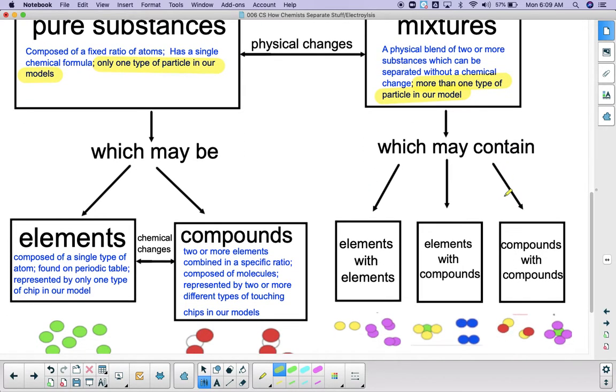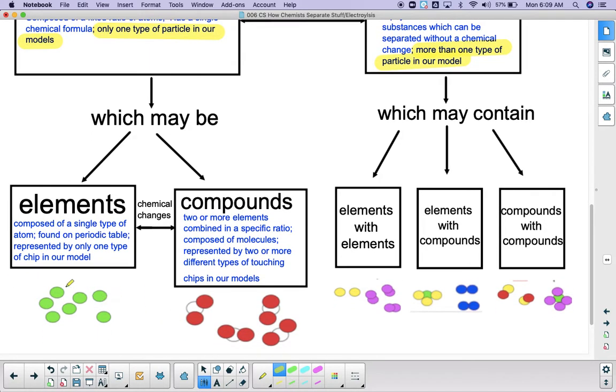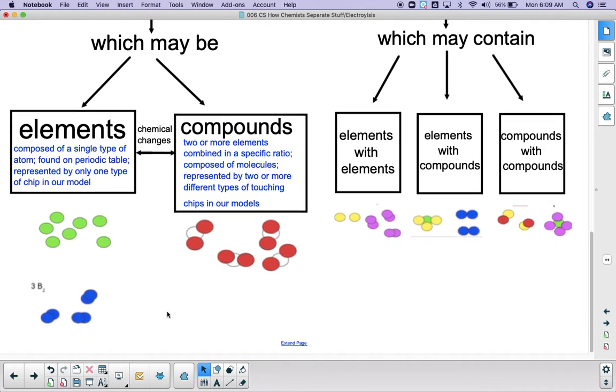Pure substances come in two different varieties. Pure substances can consist of elements that are composed of a single type of atom. This is everything found on the periodic table. A particle level picture of elements would contain only one type of chip. In your situation, you had the possibility of the 7 green chips, or this collection down here that consisted of 3 B2s. Because all these chips are blue, you know that this is still an element, even though it's diatomic.